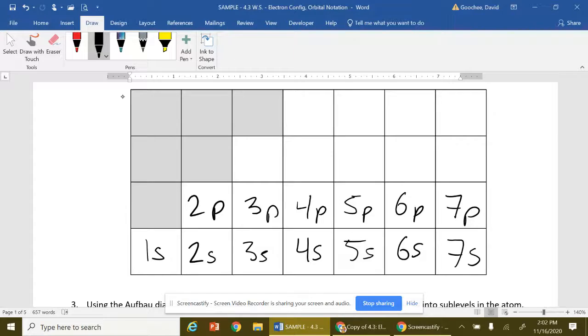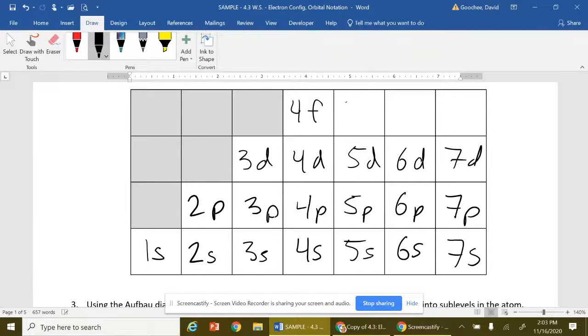Starting in the third energy level, we have a d sublevel appearing. That holds 10 electrons. 3d, 4d, 5d, 6d, 7d. And then starting in the fourth energy level, we have the f, which holds 14. 4f, 5f, 6f, 7f.